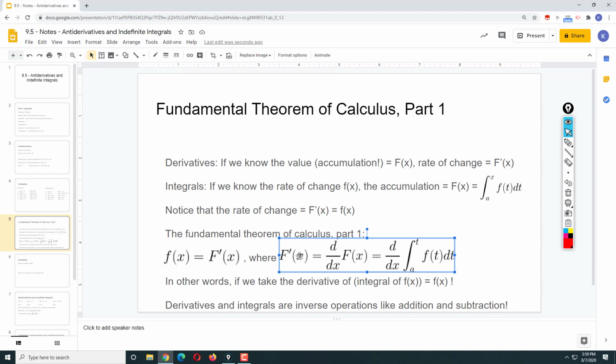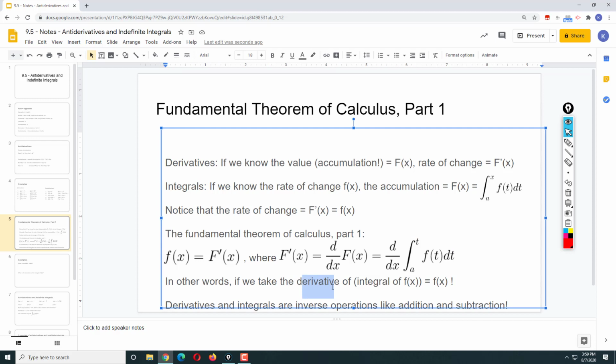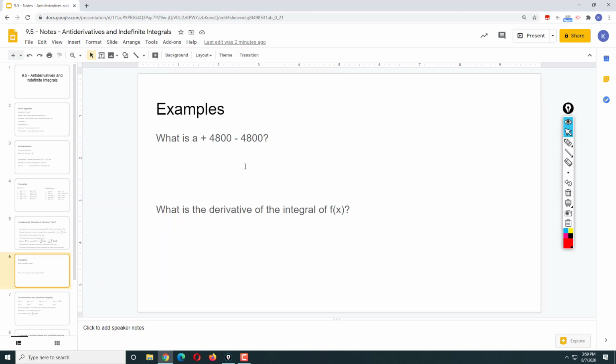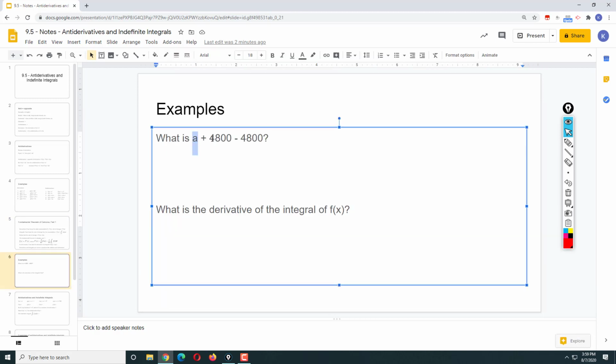This is the first part of what's called the fundamental theorem of calculus. Really, the big idea here is that the derivative of the integral of f of x is equal to f of x. We get back itself. Derivatives and integrals are opposite. They're inverse operations, like addition and subtraction. What do I mean? Well, any number plus 4800 minus 4800 gives us a.